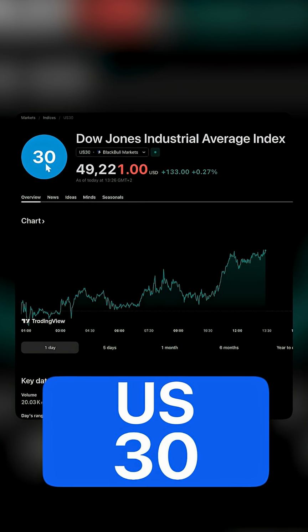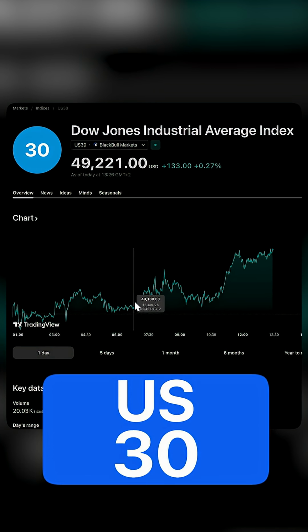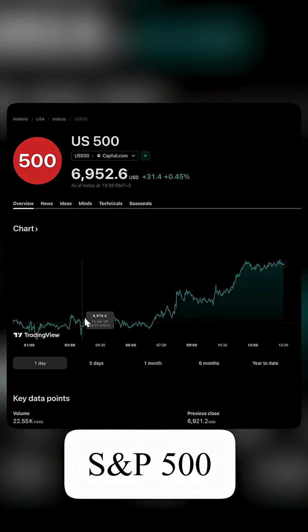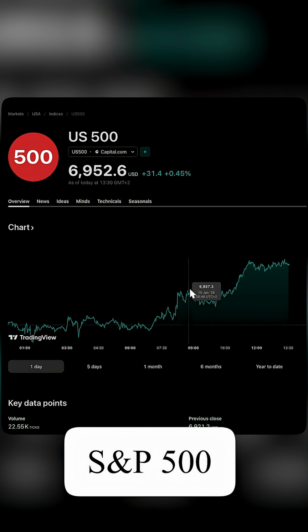US 30 covers the top performing non-tech companies in the United States, from which they get the stock price. For US 500, they added all the top performing 500 companies on the NASDAQ stock exchange. They divided it by 500 to have one stock price, or one index, which is known as US 500.